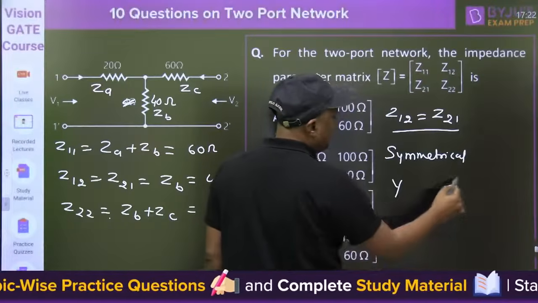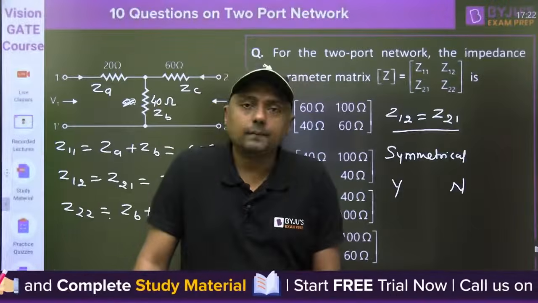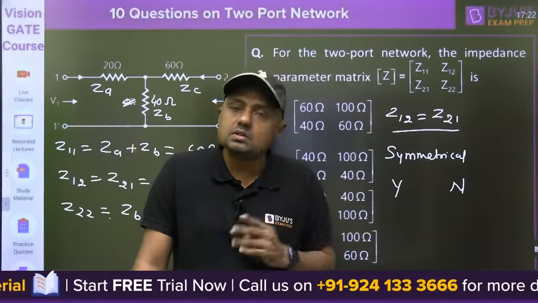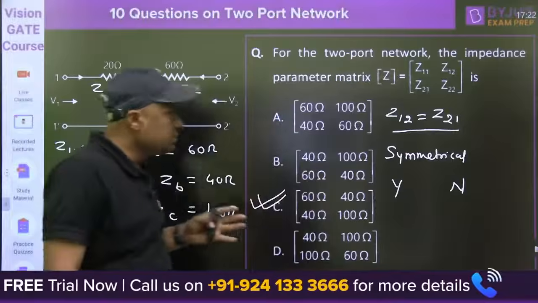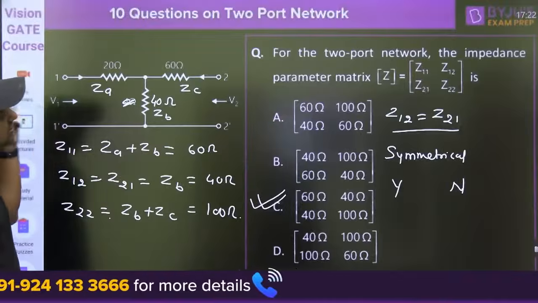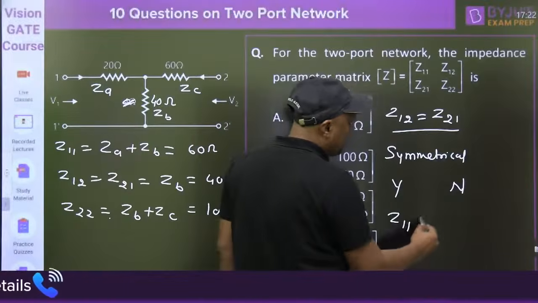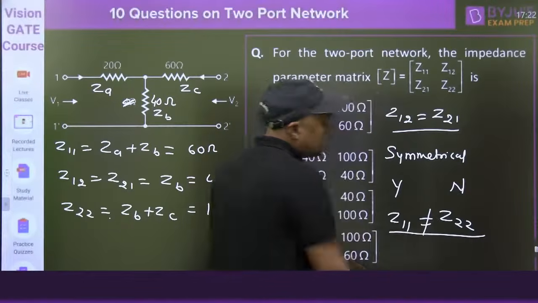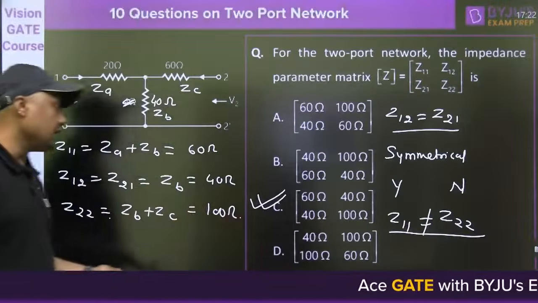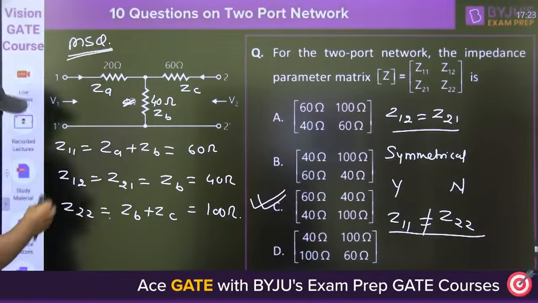You can write Y or N. Y for yes, N for no. Is this network symmetrical? Right. So there are two conditions. One is for reciprocity, and another one is symmetry. For reciprocity, yes, it will satisfy Z12 is equal to Z21. But it is not symmetrical. Why? Because Z11 is not equal to Z22. Yes, your answer is correct. So that is the question, we can assume MSQ on that. Multiple select question, number of questions on MSQ. Okay, next one.